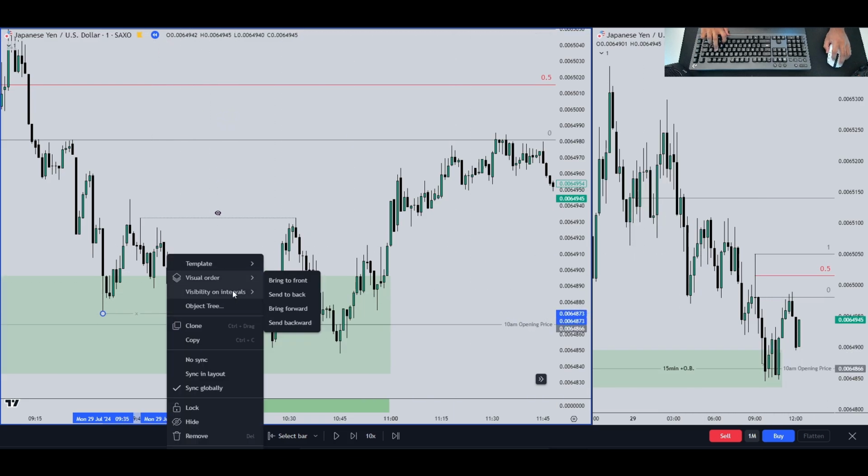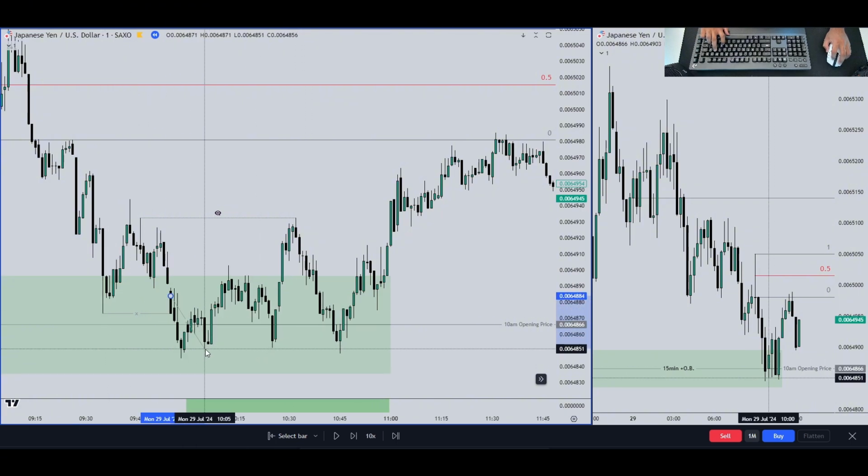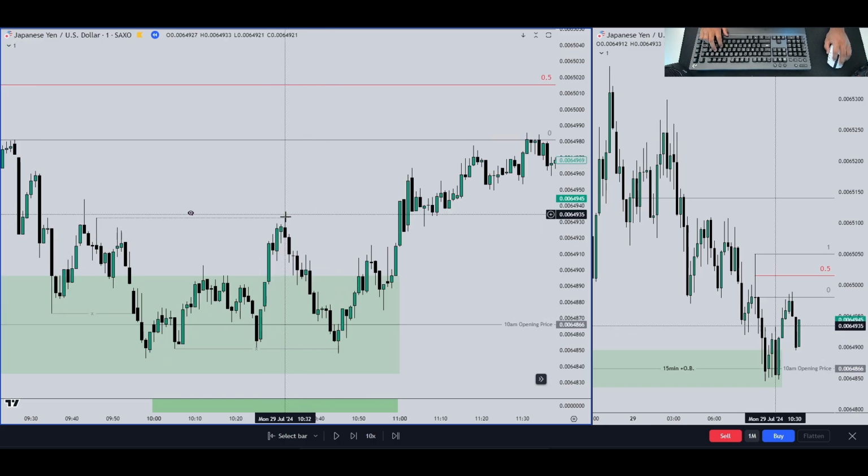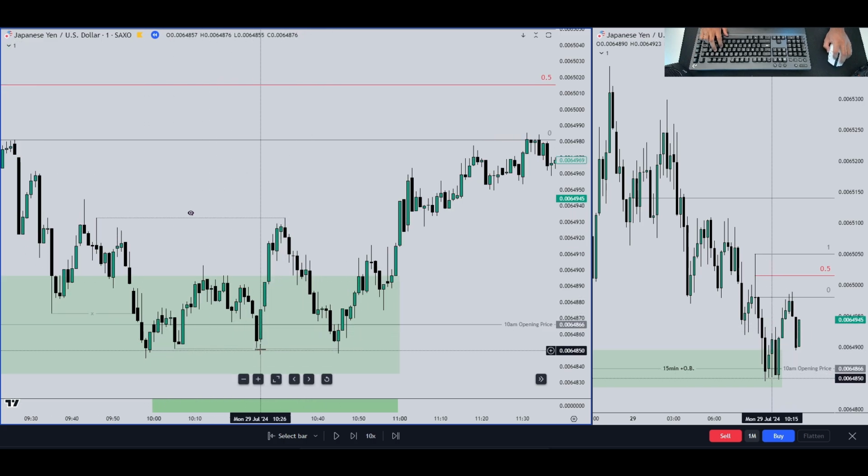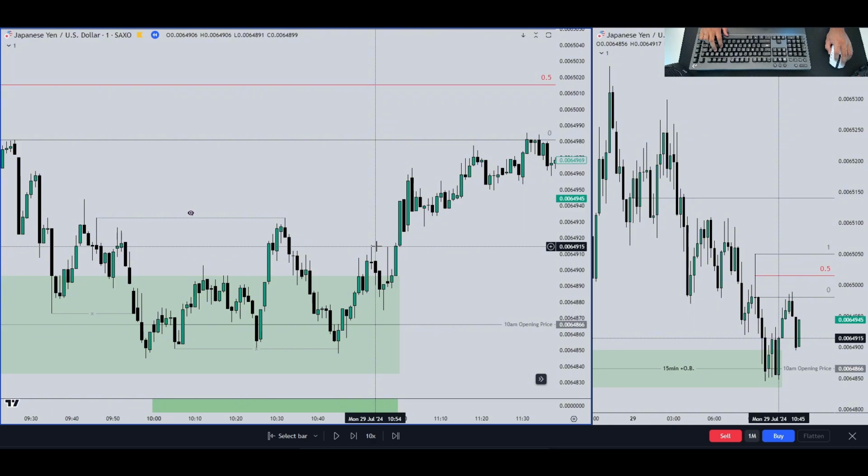You want to see that, giving you an extra bit of confirmation as to whether price is going in an upward direction or a downward direction. And we also take liquidity right here. Look at these equal lows here, manipulation leg here. We take them and we come up higher.